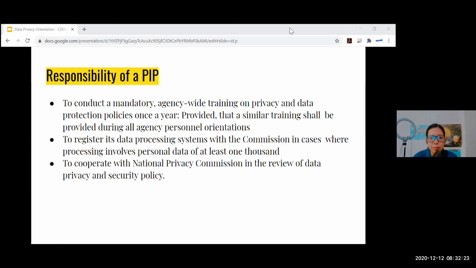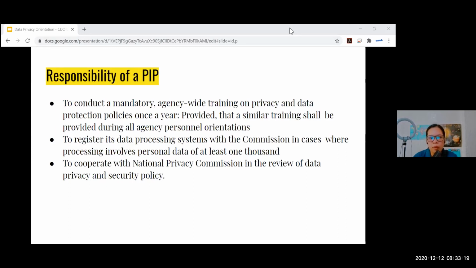Now let's proceed. This is still under the PIC. To conduct mandatory agency-wide training on privacy and data protection policies once a year. To register data processing systems with the commission in cases where processing involves personal data of at least 1,000. So if it's less than that, there's really no need for you to register the system. But if you're assuming that it's going to reach more than 1,000, go ahead and register your data processing systems. Or if you're actually collecting sensitive personal information. So that's also another thing that you'll have to do to ensure that you comply with the law.